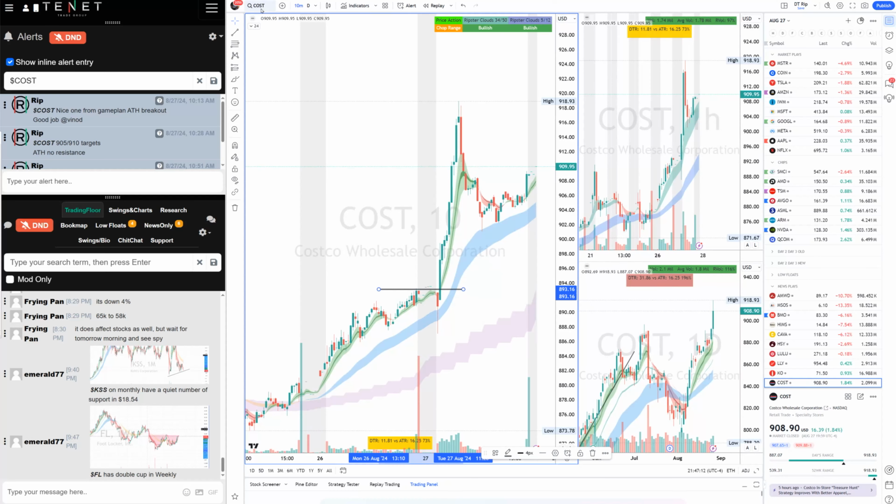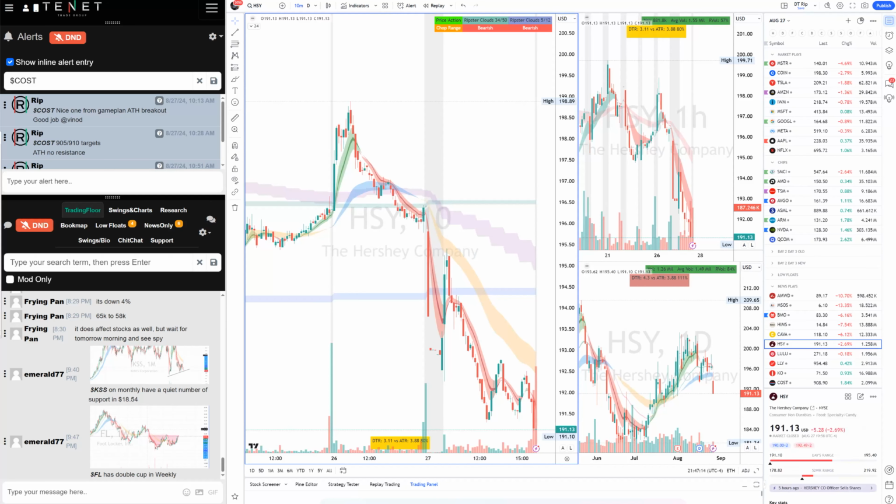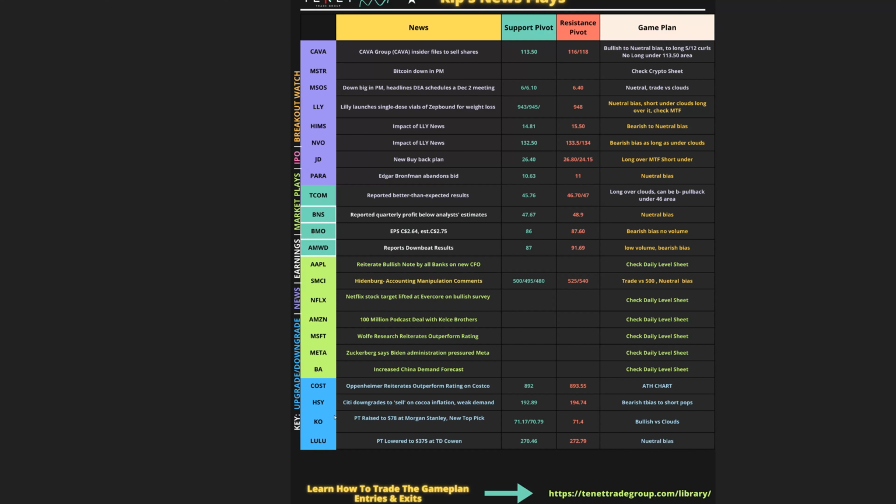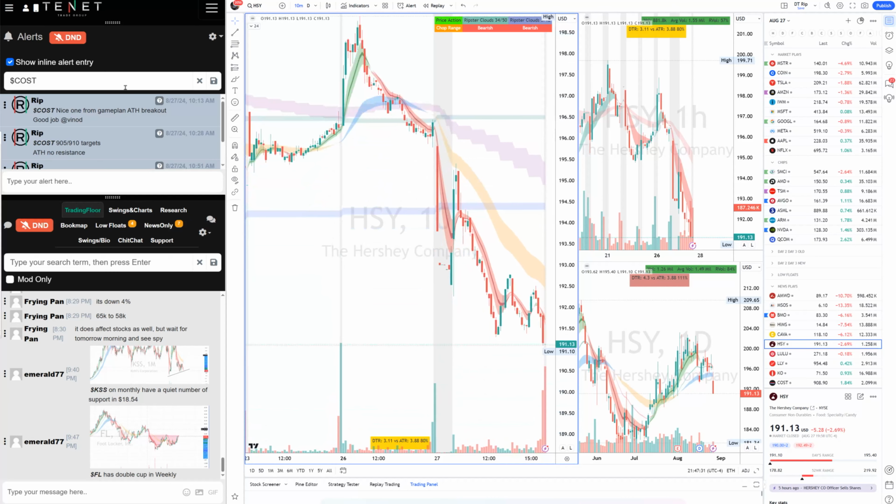The next one was Hershey's, HSY. Hershey's was on our news today. Let's look at the game plan on Hershey's. Hershey's had a Citi downgrade to sell, weak demand, bearish bias to short the pops, right? I already gave this guidance in the pre-market. And when I see it confirmed bearish, that's when I tell the community, you see the pop, fade, 512s breaking, bearish, right? So bearish right here, confirmed bearish.